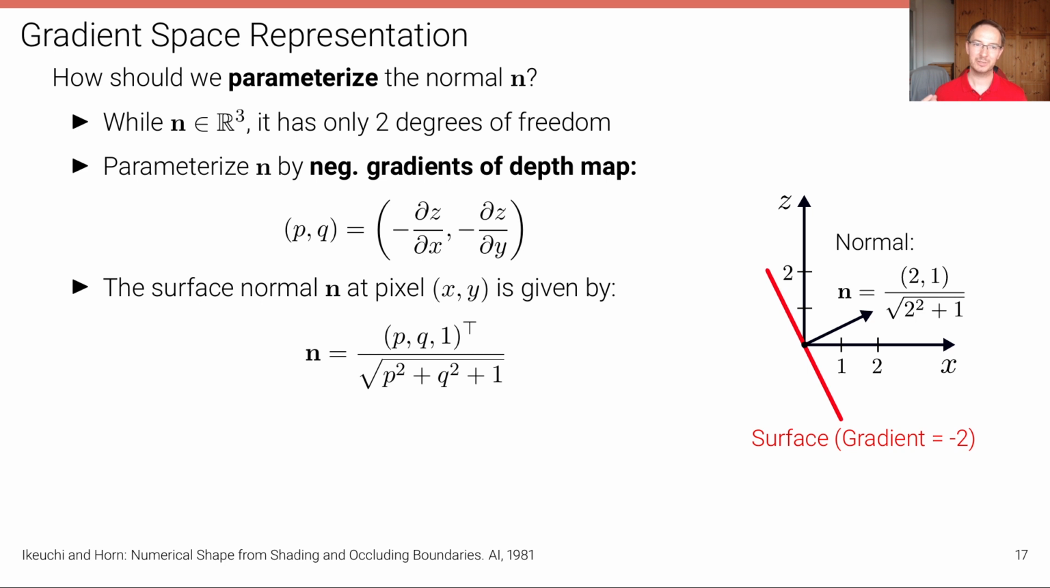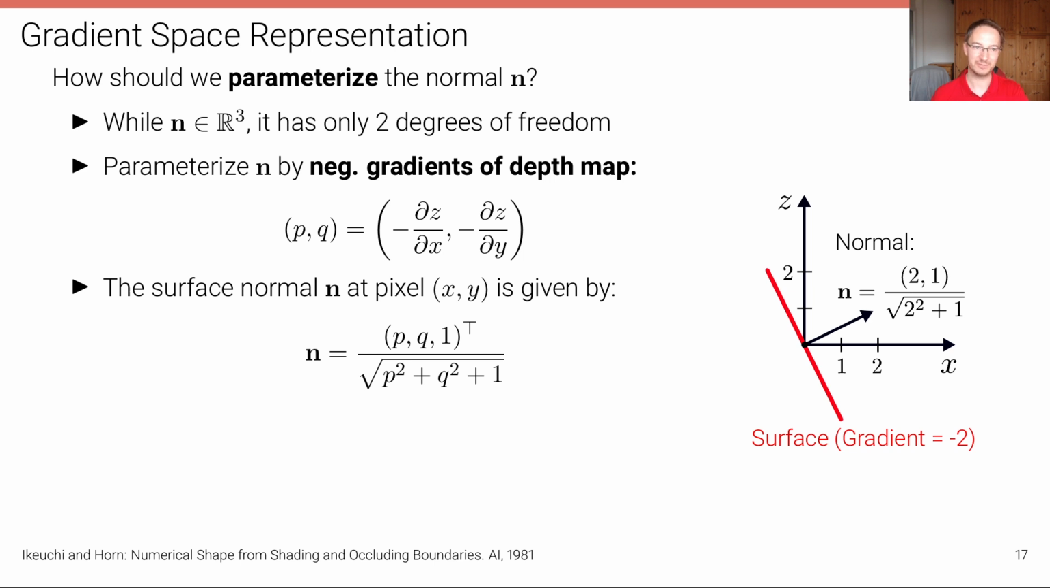A unit normal n lives in a three-dimensional space. It lives actually on a sphere, so it has only 2 degrees of freedom. It can be represented by 2 degrees of freedom. So it's not ideal to represent the normal using free coordinates. And therefore, what we're going to do is use the so-called gradient space representation.